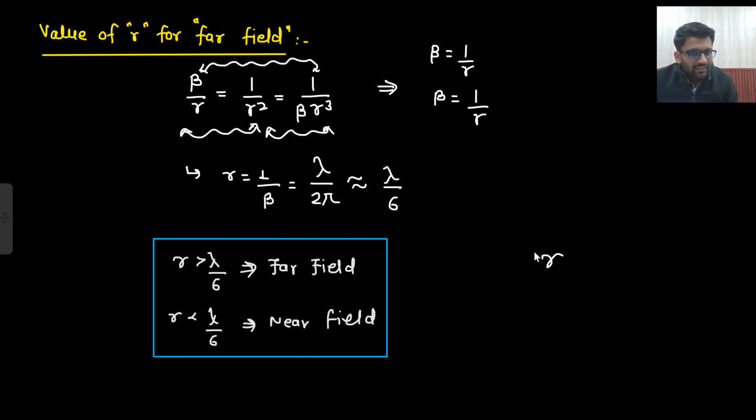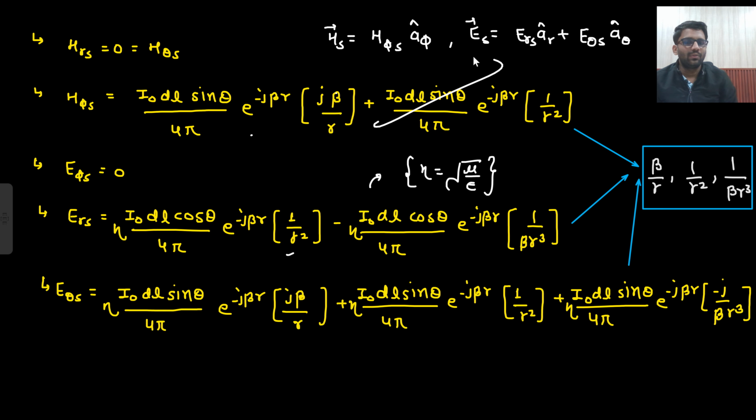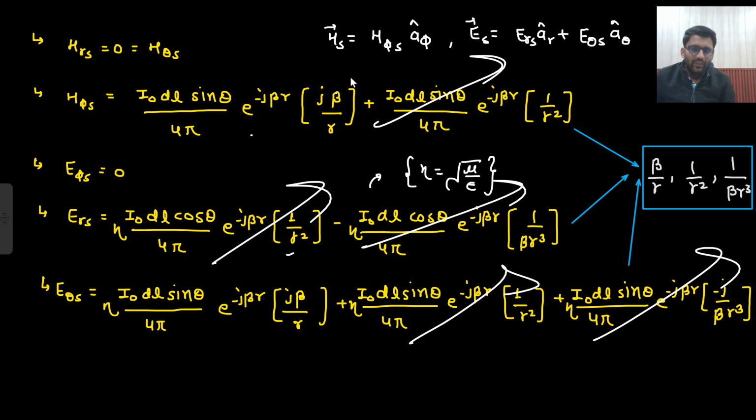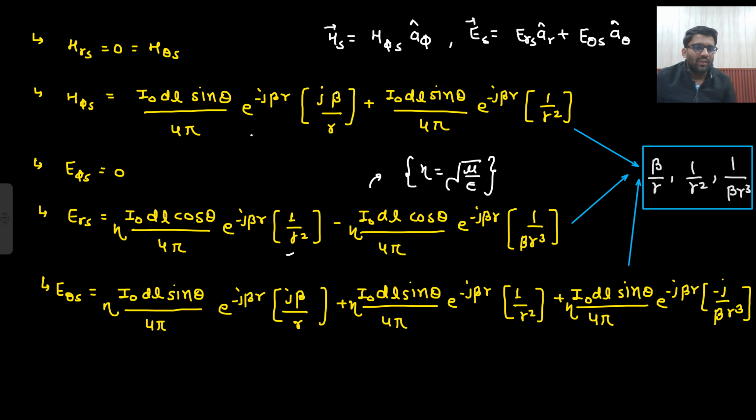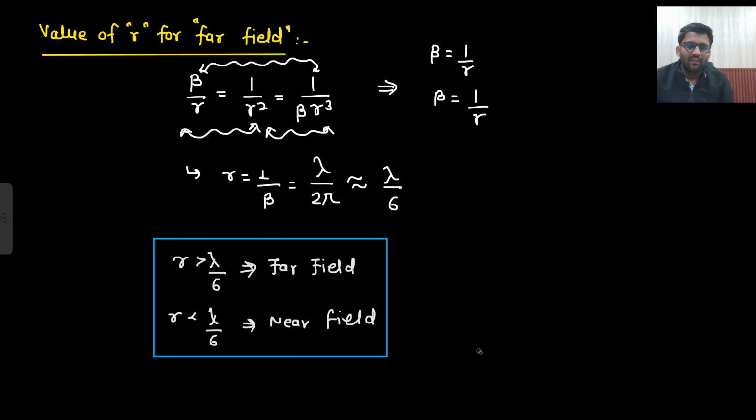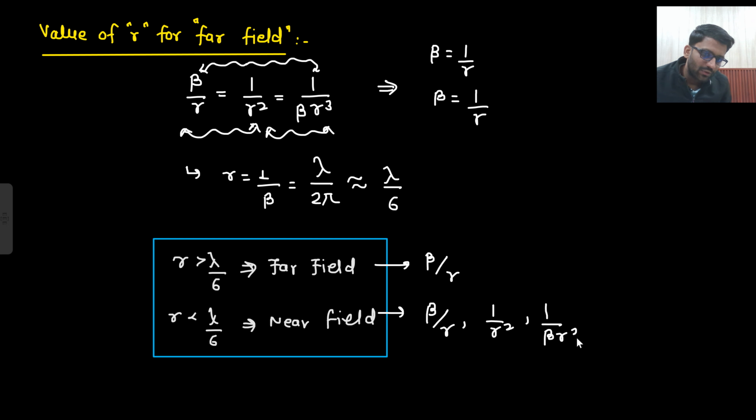So if the value of R is mentioned, you will check whether it is greater than lambda by 6. If it is greater than lambda by 6, then certainly it is far field. And if it is far field, then what you can do? Ignore this, ignore this, ignore this, ignore this, and ignore this. Only take beta by R in action. So in far field, only beta by R will be coming into action. But in near field, beta by R, 1 by R square, and 1 by beta R cube will all be coming in action. Questions will be asked on far field only.